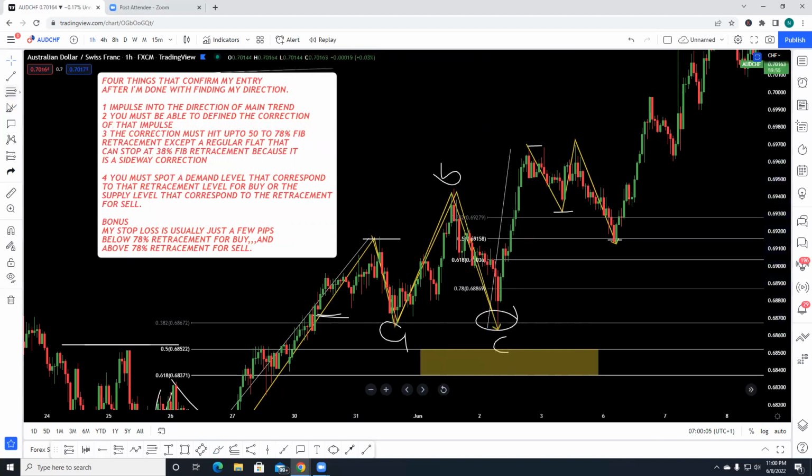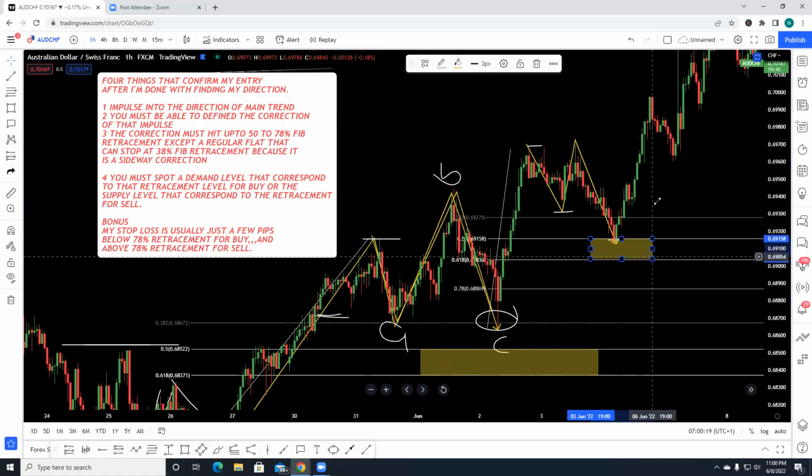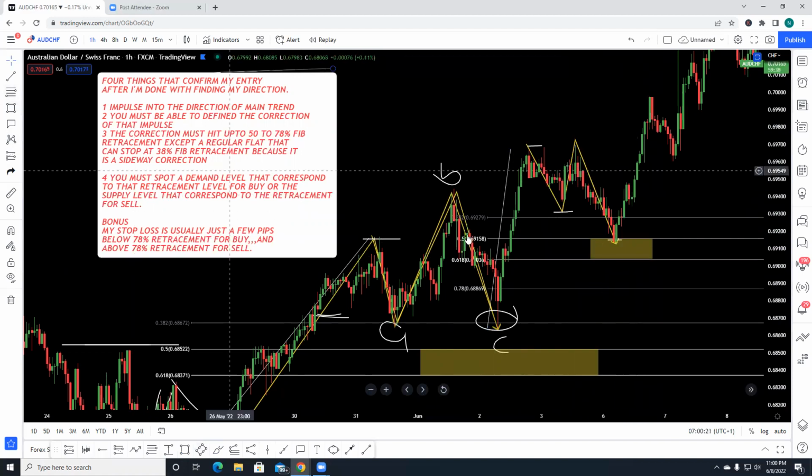Can you see where is 50 to 61.8, guys? Where is 50 to 61.8, guys? 50 to 61.8 is here, right here, guys. Can you see? So exactly you have hit 50 to 61.8. The retracement has hit it. That's what you want.